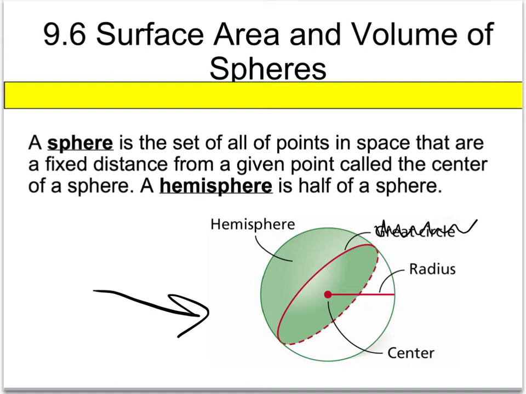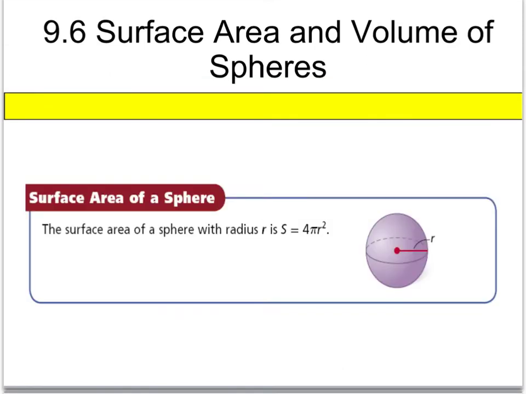Alright, moving on. So write this down. You need to know this formula. The formula for surface area of a sphere with the radius r is surface area is equal to 4 times pi r squared. So if you know the area of a circle, if you multiply it by 4, you get your surface area of a sphere. So we're going to use this formula in 2 problems.